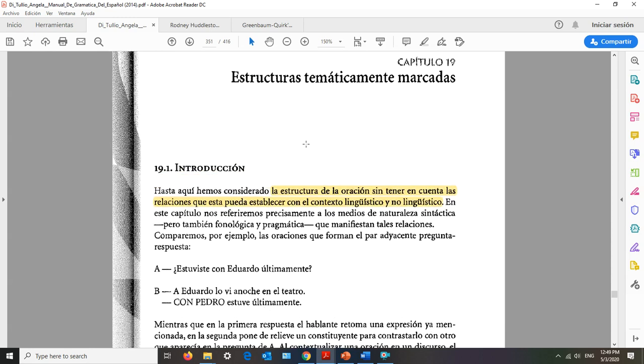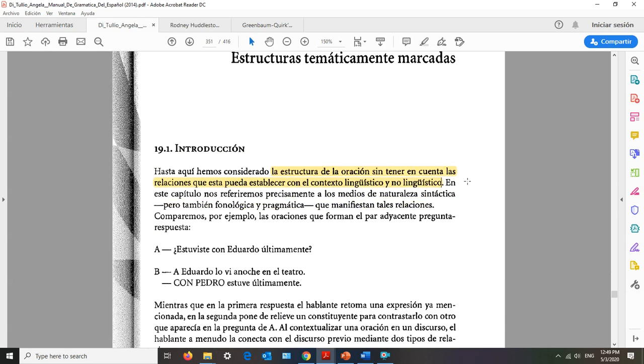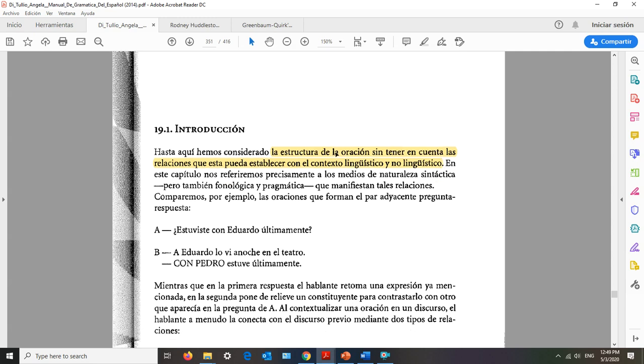But in this chapter, chapter 19, what she does is precisely this: take a look at how a sentence can establish connections with its preceding linguistic co-text and its surrounding non-linguistic context. And these relationships may be of different sorts, right? Syntactic, but also phonologic and pragmatic.